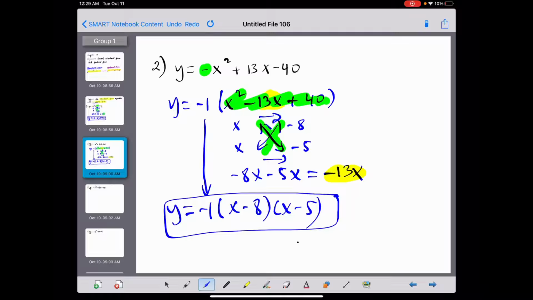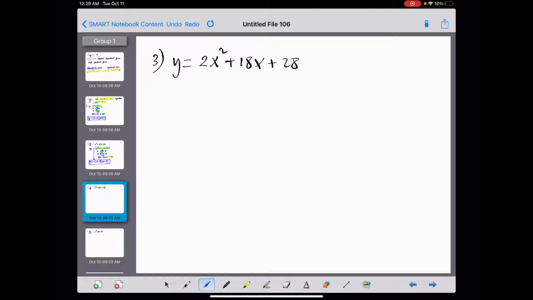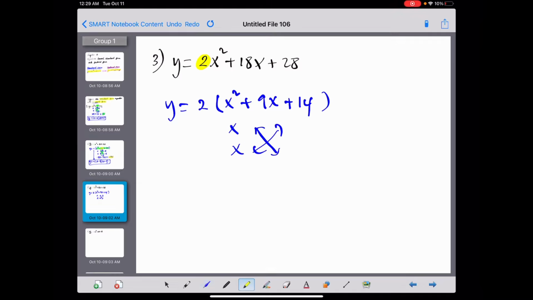Okay, let's move on to number 3. Same thing. Notice in number 3 we have a 2 here, so we have to factor it out. So we have y equals 2 times parentheses. In here is going to be x squared plus 9x plus 14. And then we factor x squared, which is x and x. So for 14, two factors multiply to give us 14 but add up to 9. That has to be 7 and 2, right? 7 times 2 is 14. 7 plus 2 is 9.